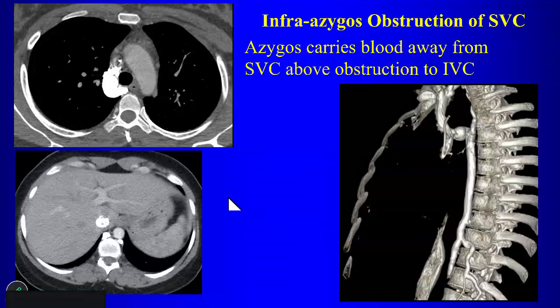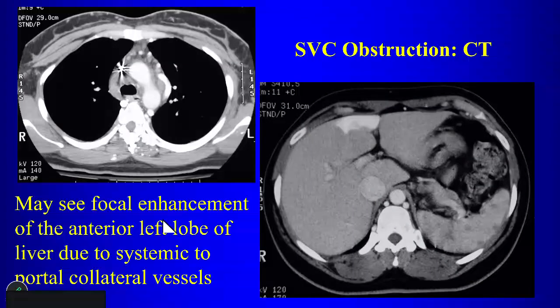If there's infraazygos obstruction of the superior vena cava, if it's obstructed below the connection with the azygos vein, then the azygos vein will take the blood away from the superior vena cava above the obstruction, and then will try to collateralize it to the inferior vena cava. Okay, so that's how the azygos vein can function when you have SVC obstruction. And then you will see this dense undiluted contrast in collateral vessels going into the inferior vena cava.